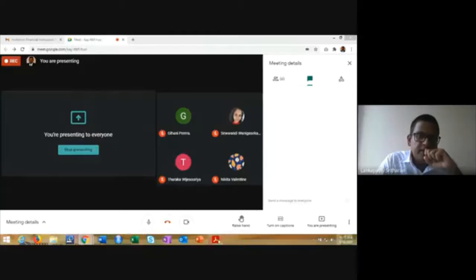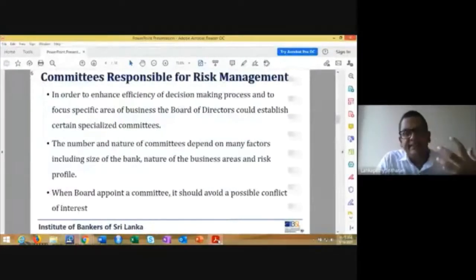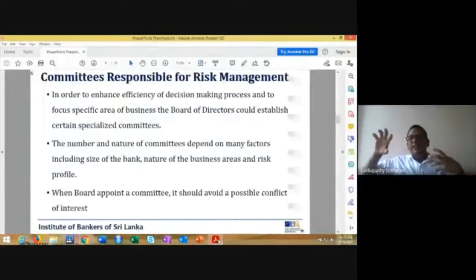If a person's personal interest contradicts the bank's or financial institution's overall interest, then there will be a conflict of interest. I'm repeating: if a person's personal interest, it may be a director or a CEO or whoever, it may be a DGM, contradicts the financial institution's overall interest, then there will be a conflict of interest.